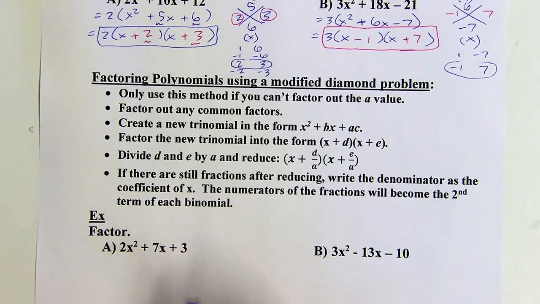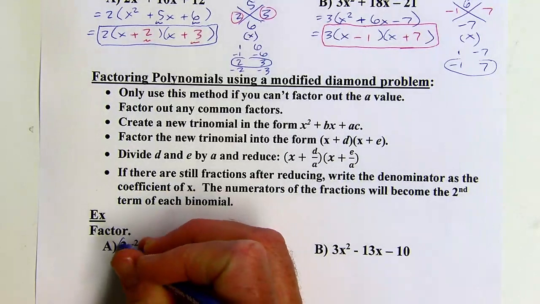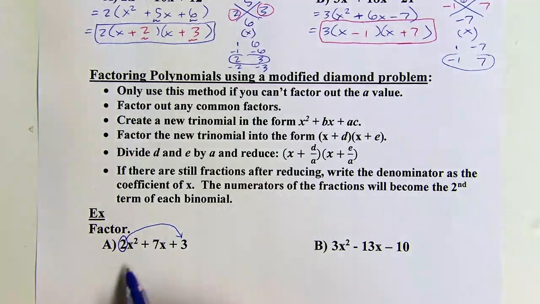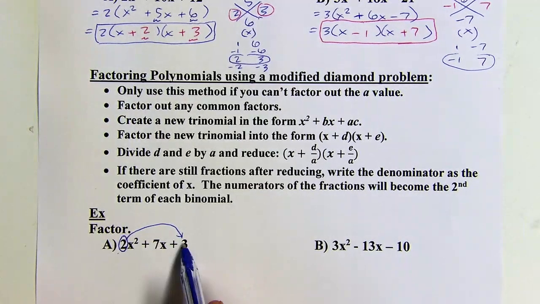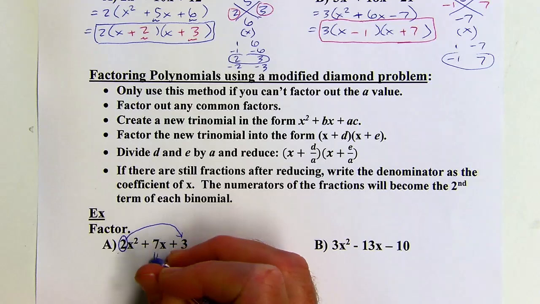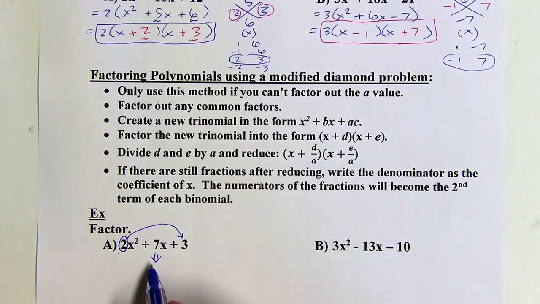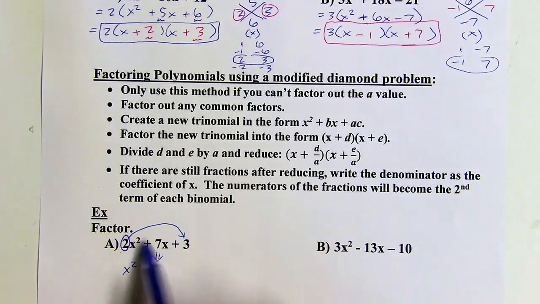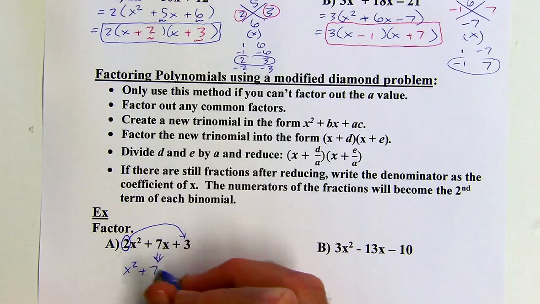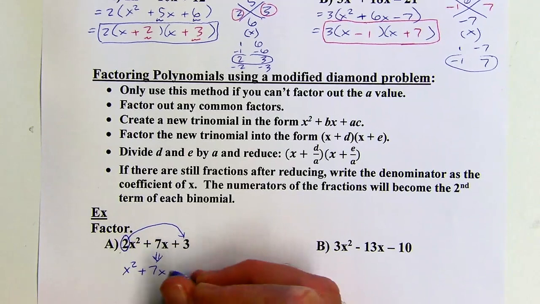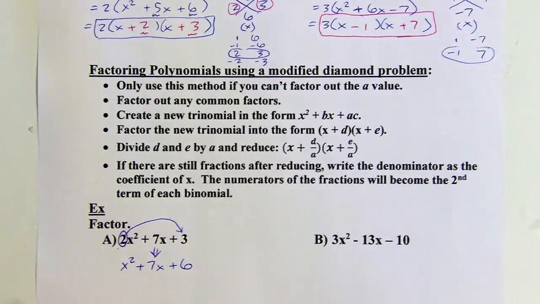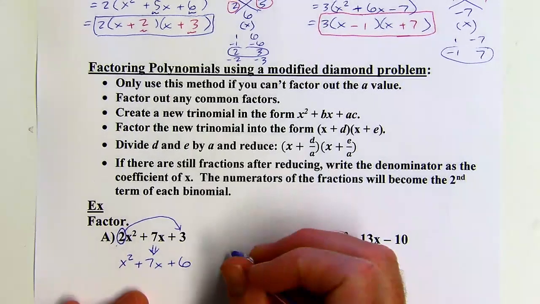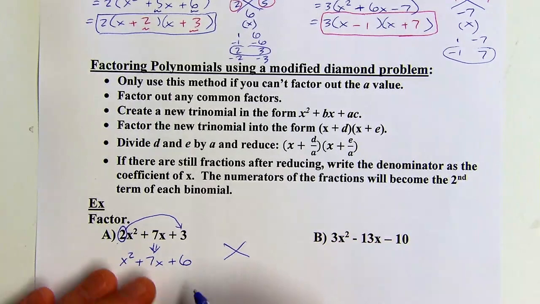So then when you can't factor this number out, I'm going to take this number and multiply it by the c. And the c here is 3. So I'm going to take the 2 and multiply it by the 3. I'm going to create a new trinomial. So this is just a little arrow here. So my new trinomial will begin with x squared because I'm going to be moving that 2. 2 times 3 is 6. So now it's going to end with 6. So now I've got this nice trinomial here that begins with x squared.